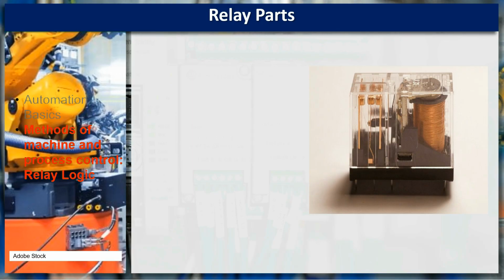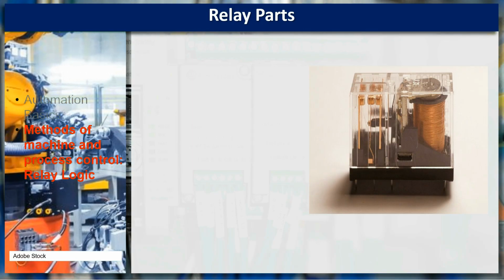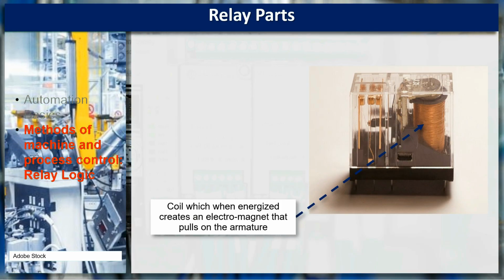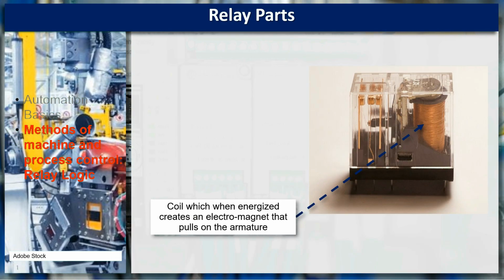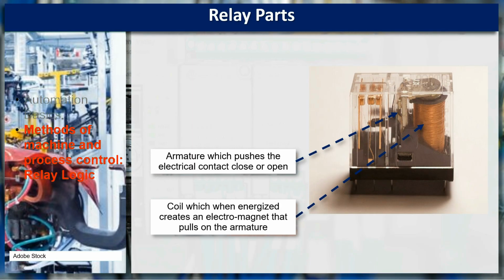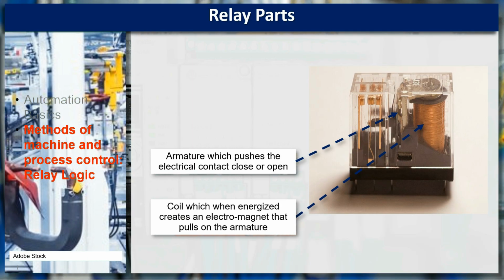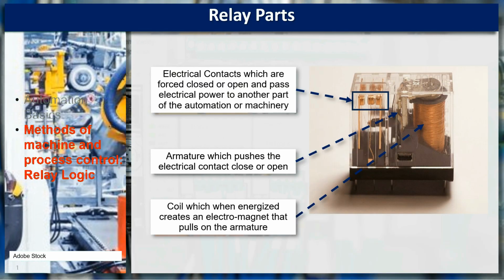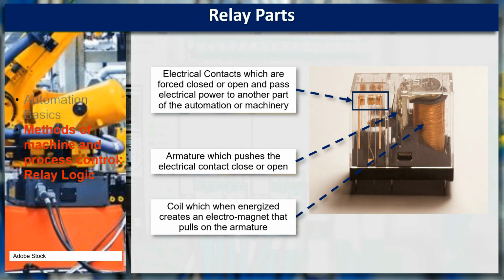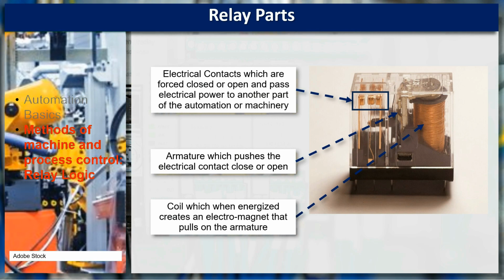Let's begin by looking at the relay itself. First of all, it has a coil which, when energized, creates an electromagnet that pulls on the armature. The armature, which then moves backwards and forwards, pushes the electrical contact closed or open. The electrical contacts, which are forced closed or open, pass electrical power to another part of the automation or machinery.